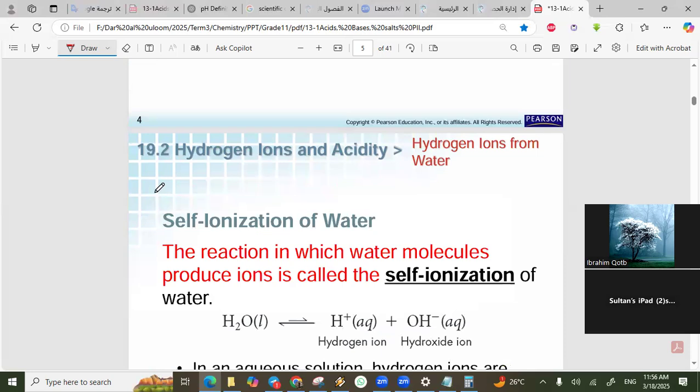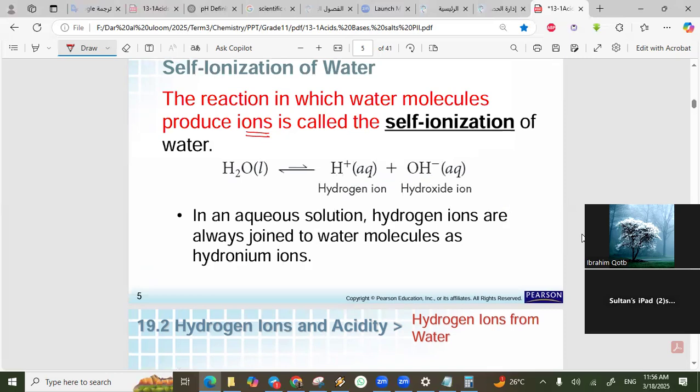So if we define self-ionization, it is the reaction in which water molecules produce ions. We can write it in another way. H2O dissociates into H plus and OH negative. This hydrogen ion is captured or taken by what? By the second water molecule to become hydronium ion. This molecule remains in the medium.